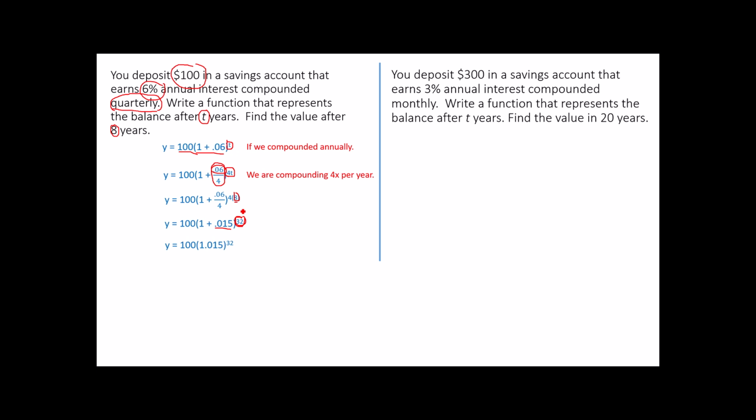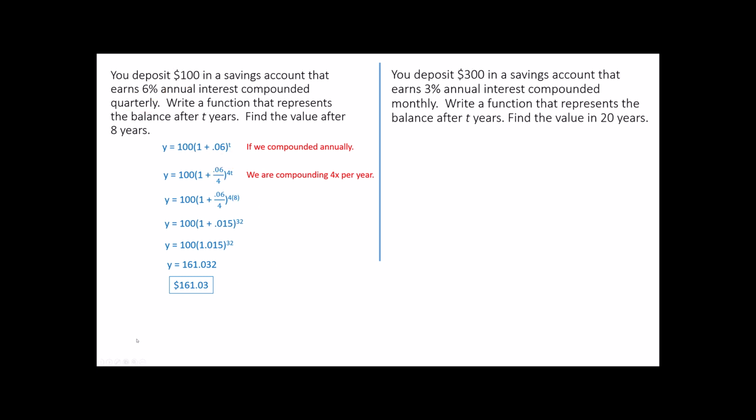There's our equation, and we can perform some computation, and we end up saving $161.03. That's the $100 we started with plus $61.03 extra. Let's try one more.